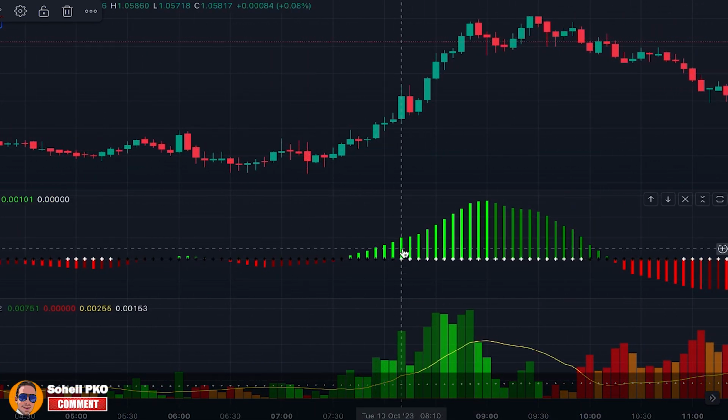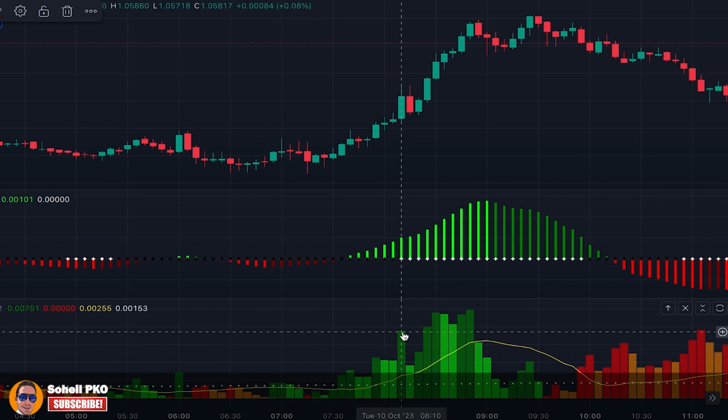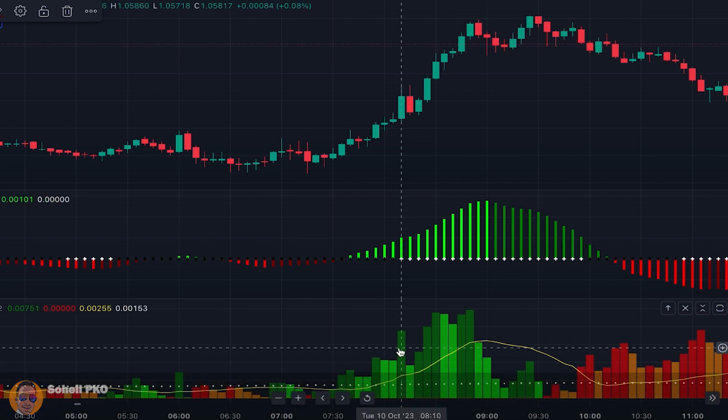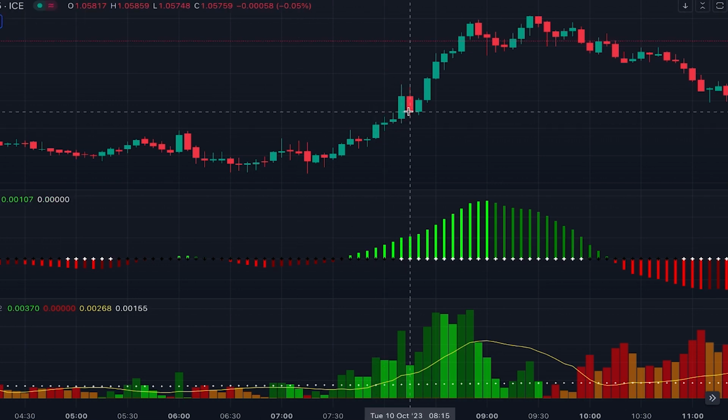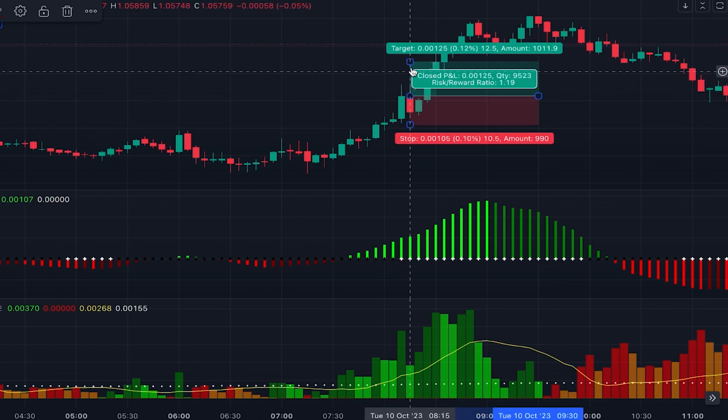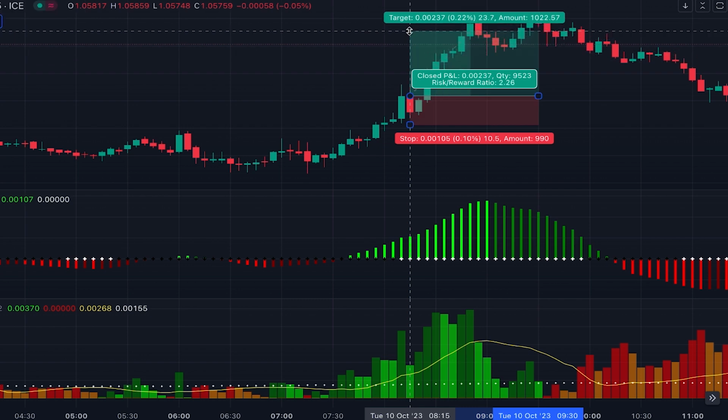After these black crosses, here we got a white cross. The histogram is green, so it's a buy signal, and this indicator confirms the buy signal because the bar is green and is above the dead zone line and explosion line. So based on this signal, we can enter a long position here as this new candle is opened. And this trade is also a successful trade, as you can see.